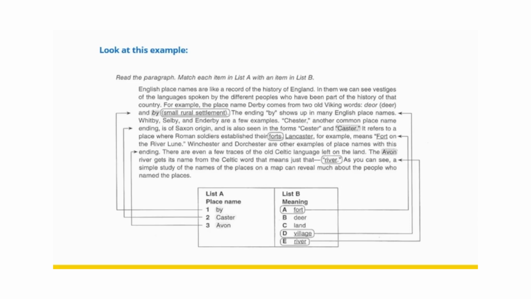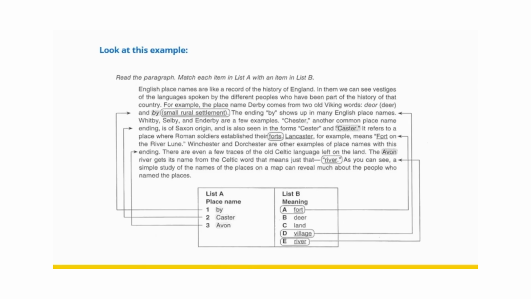Alright guys, so now we have an example for our matching task. Here you need to read the paragraph and match each item in list A with an item in list B. As you see, you're given 2 lists. List A is place names, and you have 3 options: Derby, Castor, and Avon. So these are the 3 names you have. And now you have also list B with different meanings. So we have A, B, C, D, E. You need to find out which one this place name, Derby, refers to: A, B, or C. Some of them can be repeated too, so that's totally normal.